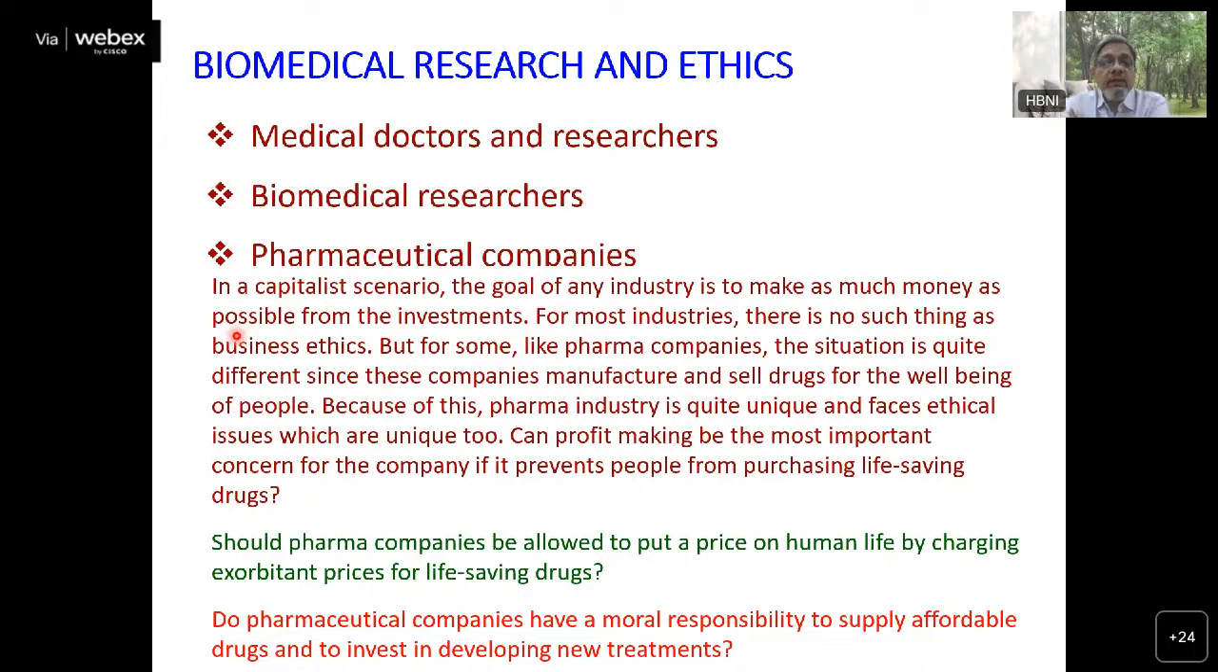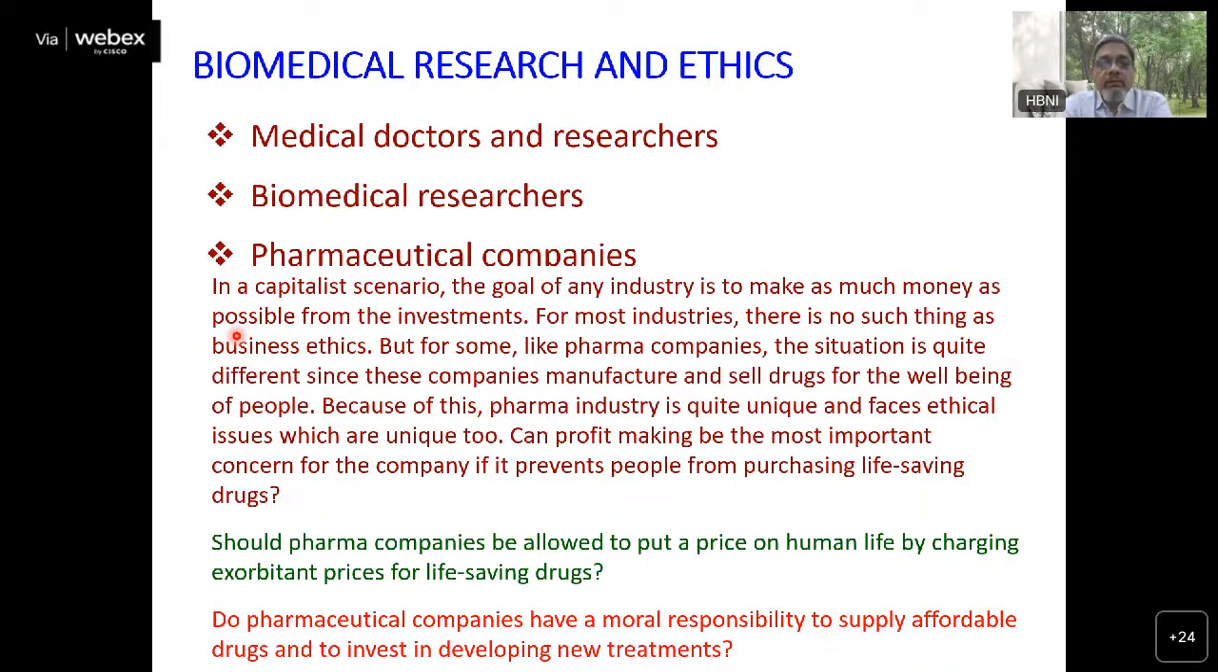carpentry industry, it's fine. But when you talk about pharmaceutical companies, the situation is quite different, because these companies are manufacturing and selling drugs to improve the health of the society. So in that way, this particular industry is quite unique. And because of this, it faces a lot of ethical issues, which are very unique to this industry.